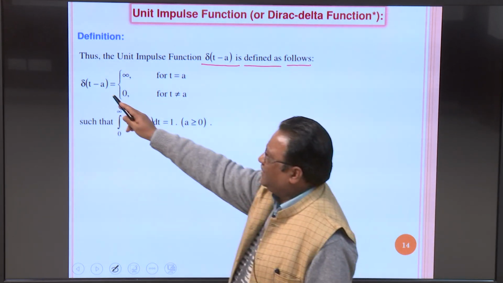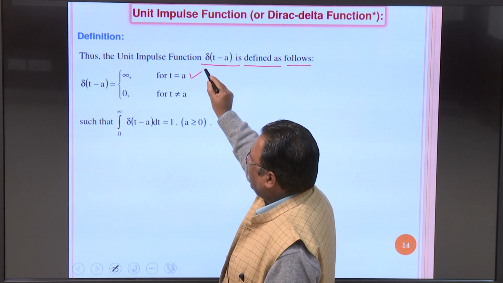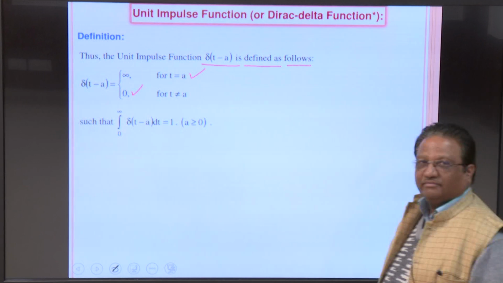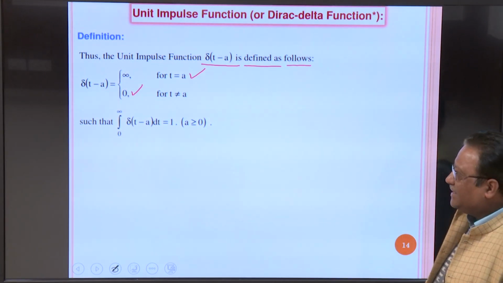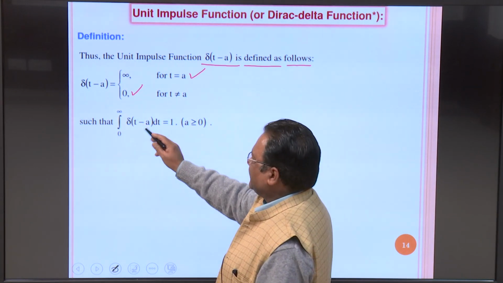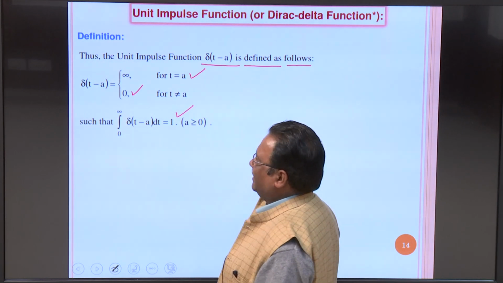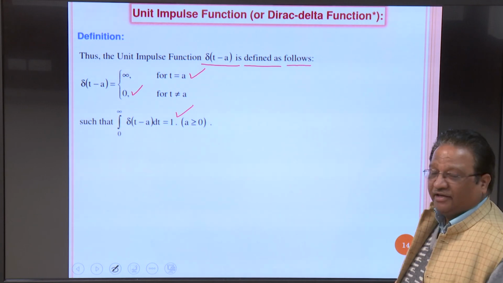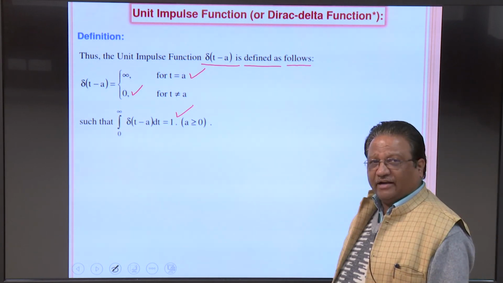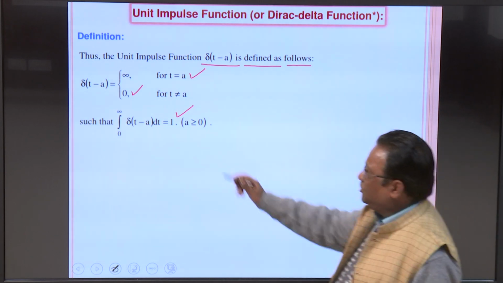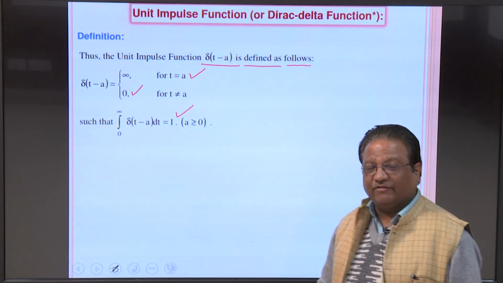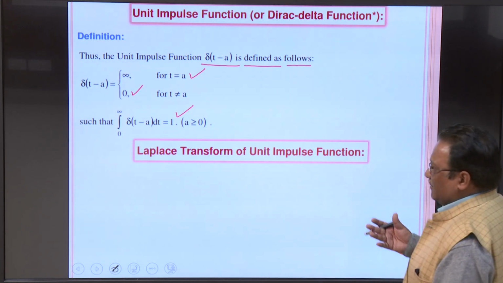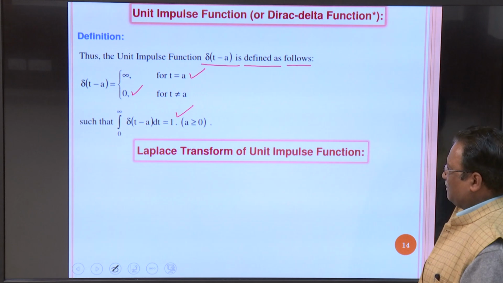The value of this function is infinity when t is equal to a, and when t is not equal to a the value is 0, such that the integral from 0 to infinity of delta t minus a dt is equal to 1. That is the definition of the unit impulse function. The value is either 0 when t is not equal to a, or infinity when t is equal to a. Clear?